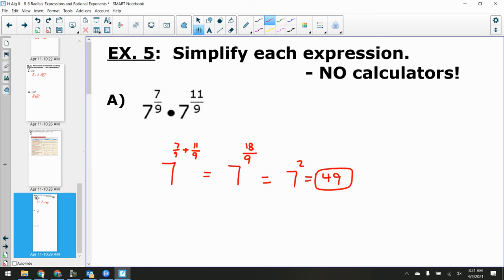Think about if I were to try to simplify first. I would be trying to take 7 to the 7th power and take the 9th root of that, and then taking 7 to the 11th power and taking the 9th root of that. But it all just simplifies down into 7 squared.